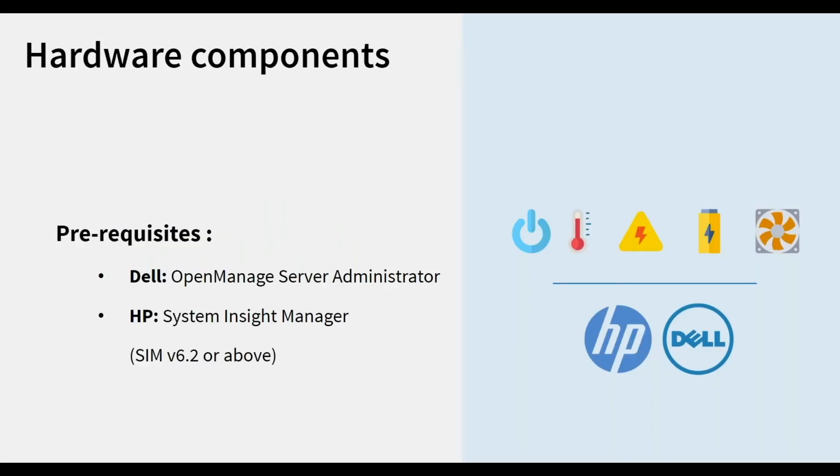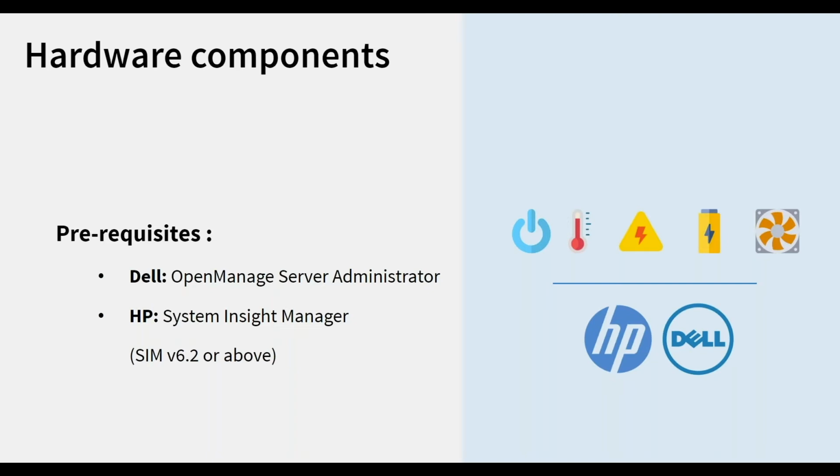And within Applications Manager, we support Dell and HP servers, but you will need to have the OpenManage Server Administrator installed for Dell and the System Insight Manager installed for HP machines. And those are very simple and basic prerequisites. Should you have these boxes checked, Applications Manager can collect, and will collect, hardware metrics for your machines as well. That's about the hardware components.